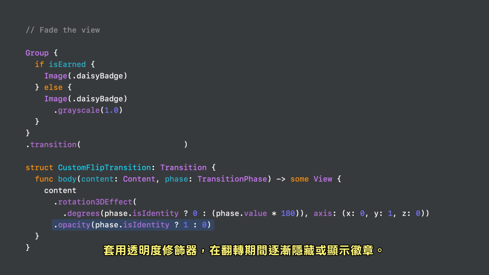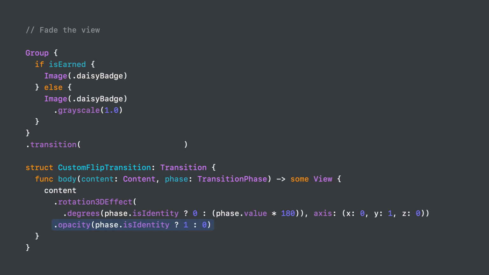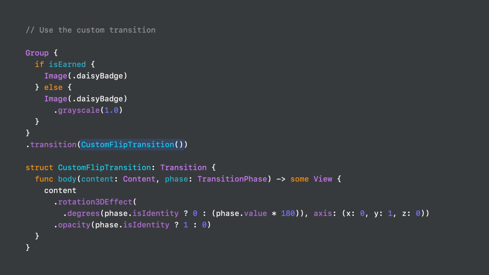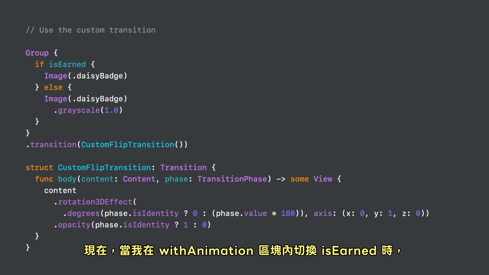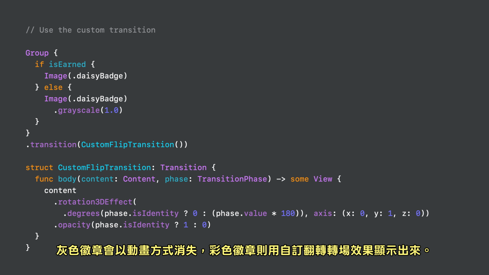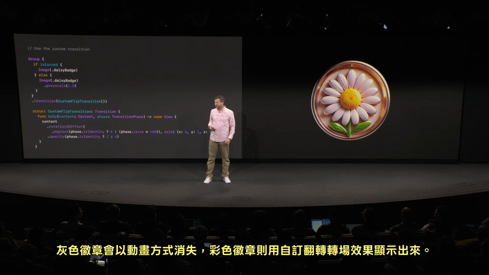Apply an opacity modifier to gradually hide or show the badge during the flip. With the custom transition defined, pass an instance of it to the transition modifier. Now, when I toggle is earned inside a with animation block, the gray badge animates out and the colored badge animates in, using the custom flip transition.